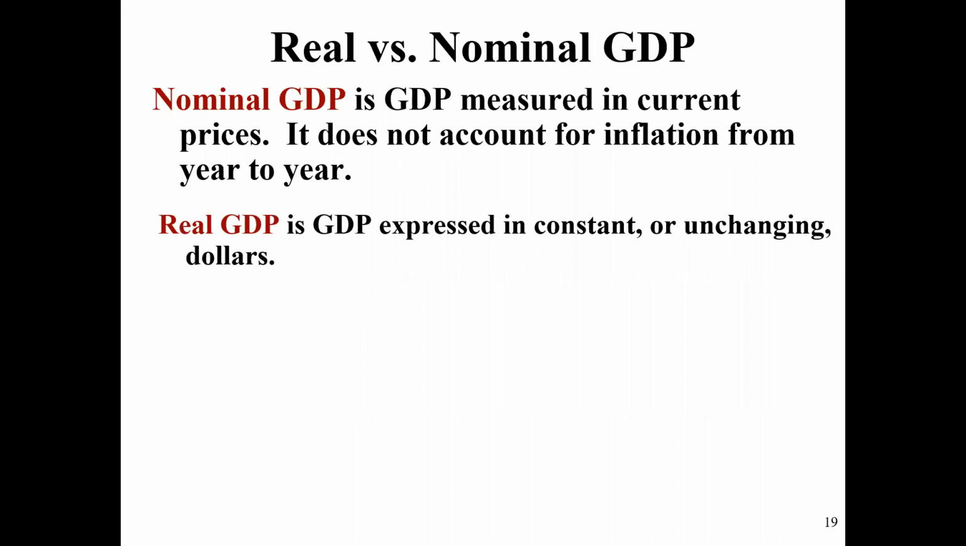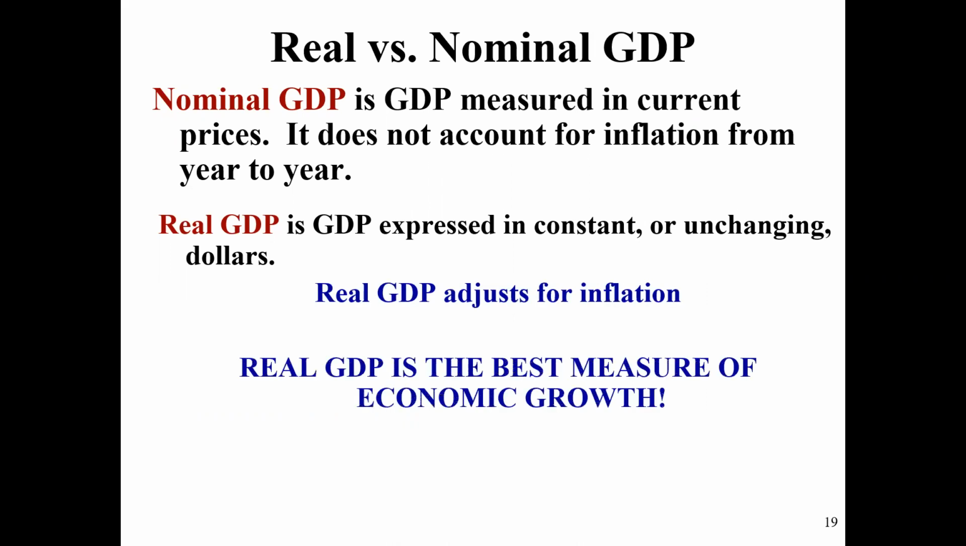Real GDP is expressed in constant or unchanging dollars. What does that mean in our terms? Current output times base year price. Now, if real GDP is going up, output has to go up because everyone's multiplying by the same base year price. All right? And that's why real GDP is the best measure of economic growth, because you have to be producing more for real GDP to increase.